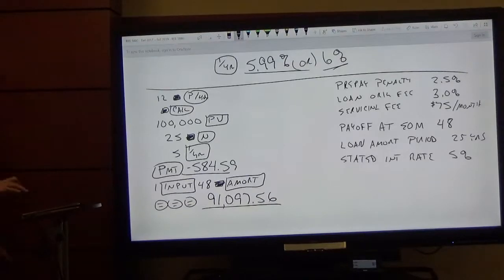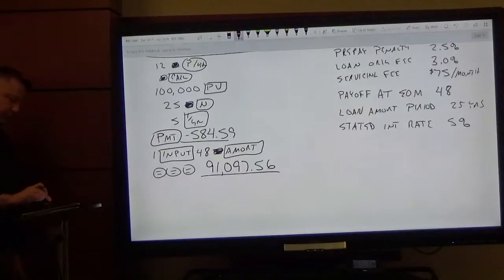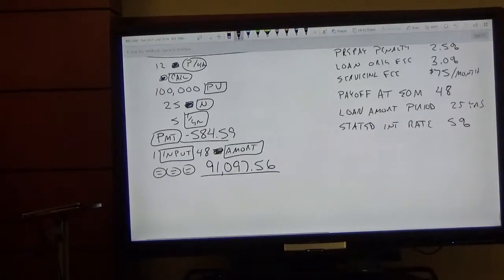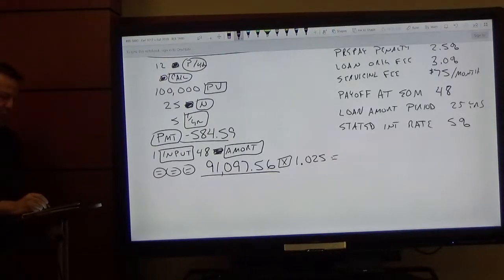Now we're going to go ahead and apply the prepayment penalty. To keep things simple, we're going to make it 1.025, multiply it by itself plus the 2.5%. Hit equal.